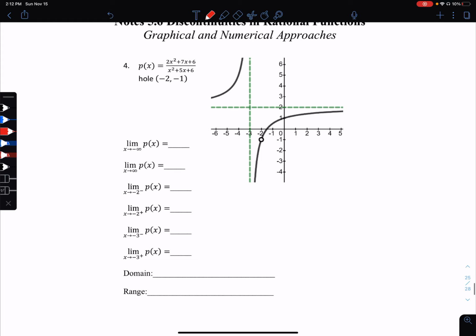Example 4, very similar, just flooding you with examples here. What's the limit of p of x as x approaches negative infinity? We're going left forever. Left is negative. That's negative infinity. What's the limit of p of x as x approaches positive infinity? It's going to the right forever, so the right is positive infinity.